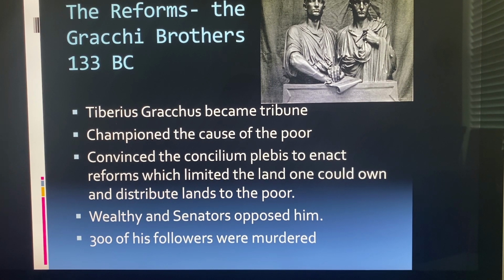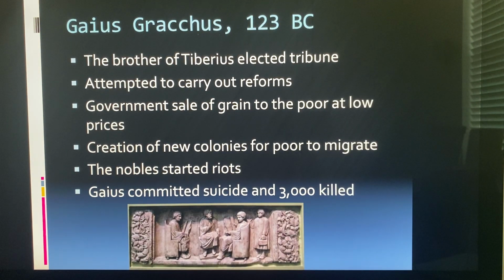Of course, the wealthy and the senators opposed Tiberius Gracchus. They said, no, we're not going to give up our land. And then 300 of Tiberius Gracchus' followers were murdered. So Gaius Gracchus, in 123, the brother of Tiberius, was then elected tribune. Remember, the tribunes are where the poor would go to get help or get represented.